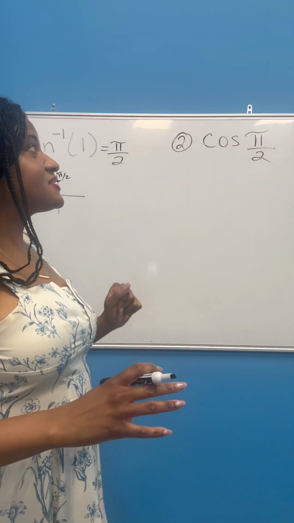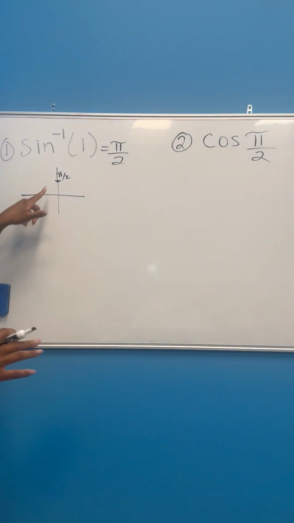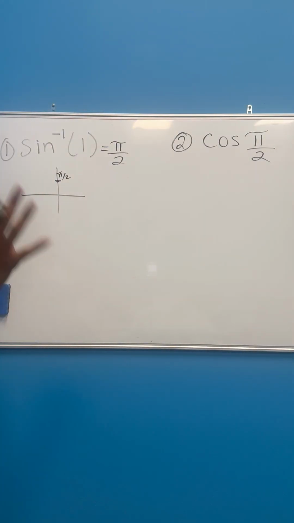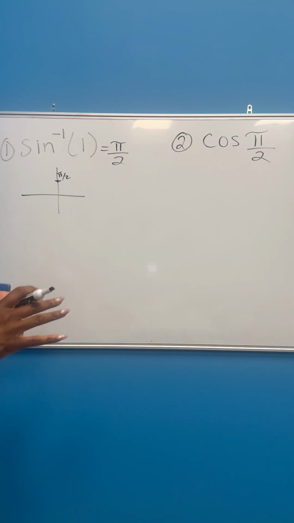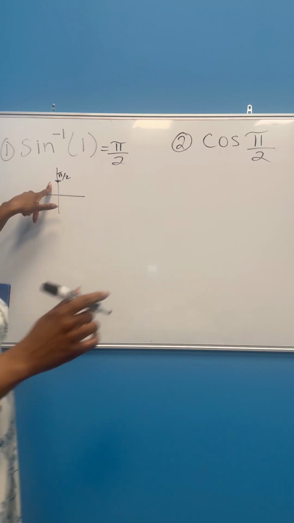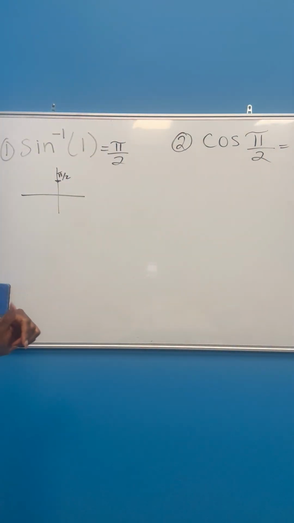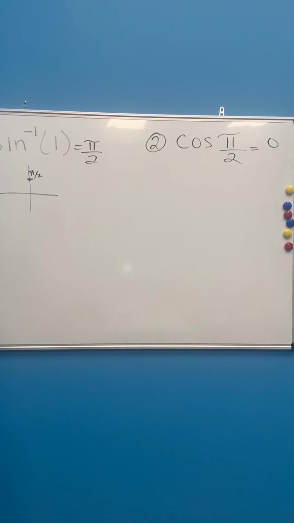All right, now this one is asking you, what is the cosine of pi over 2? Well, this is the same problem we just did, except the cosine corresponds to the x value. So the cosine of pi over 2 at this exact point, because this is where pi over 2 is in our unit circle, so cosine of pi over 2 is 0. And that's it for that one.